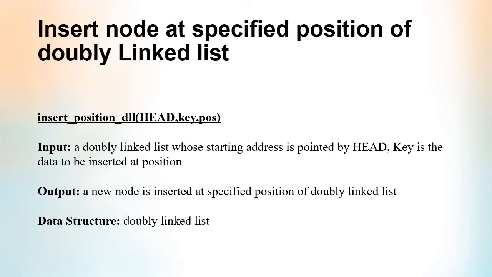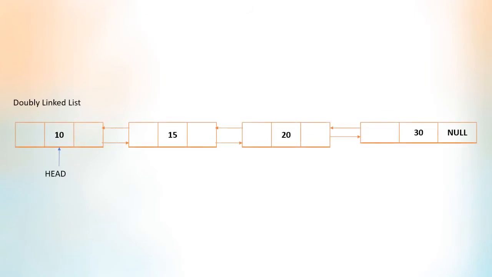Next, let us discuss the insertion at a specified position of a doubly linked list. This is a doubly linked list. So here position 1 is this, position 2 is this, position 3 and position 4. If you want to insert a new node at position 2, that means the newly created node should be in position 2 after the insertion. So that is how you insert a new node at the specified position of a doubly linked list. Now let's see the algorithm.